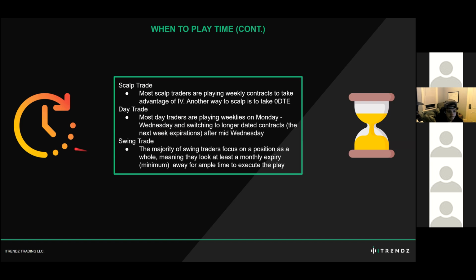Now on a swing trade, most traders are looking at monthly expiring contracts. So when we are looking at a monthly expiry, if you're looking on Webull, I'll show you when we get there. Those monthly expiry contracts are also called OPEX. This is when major institutions will move their positions into the following week.